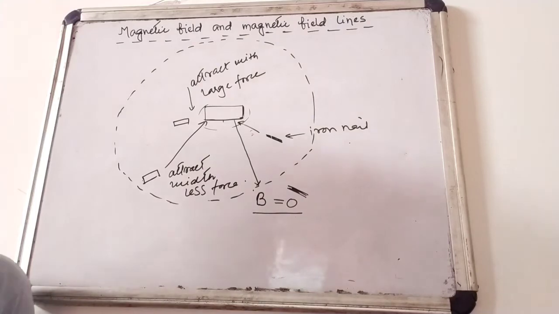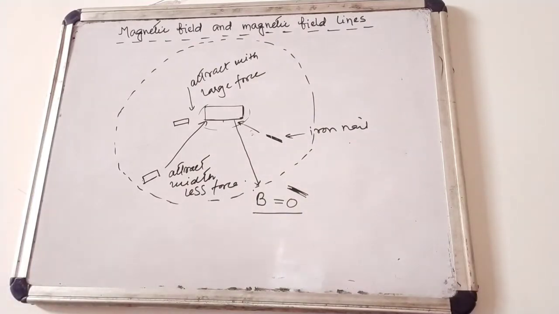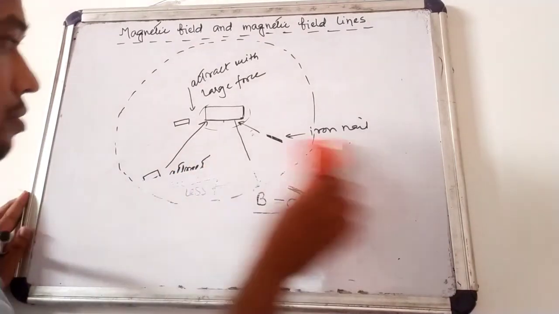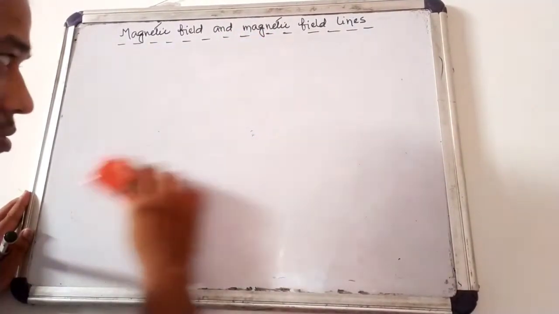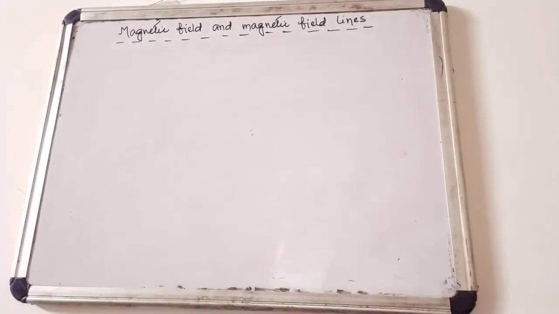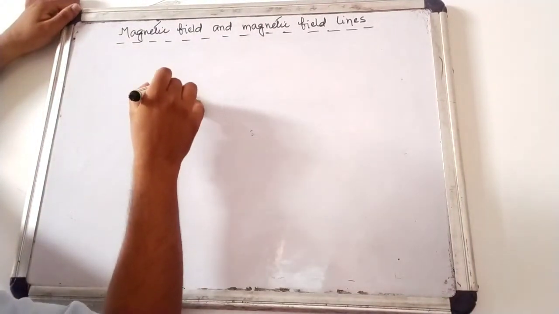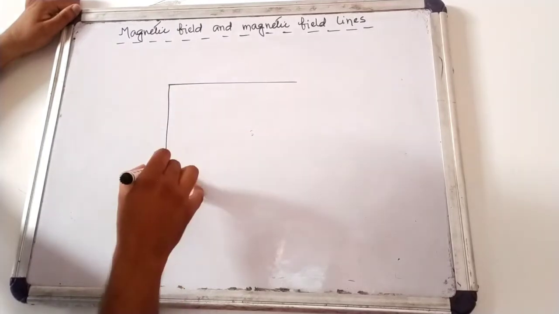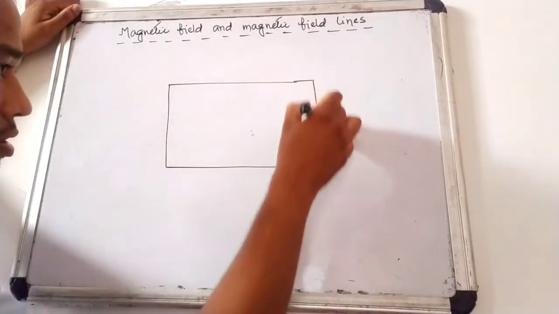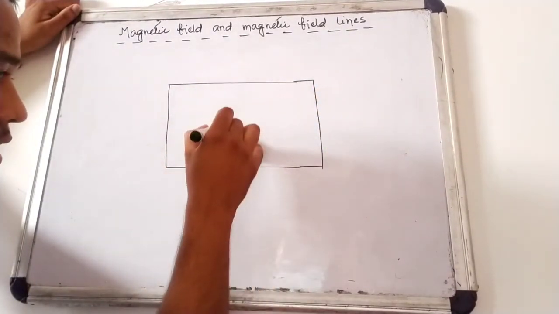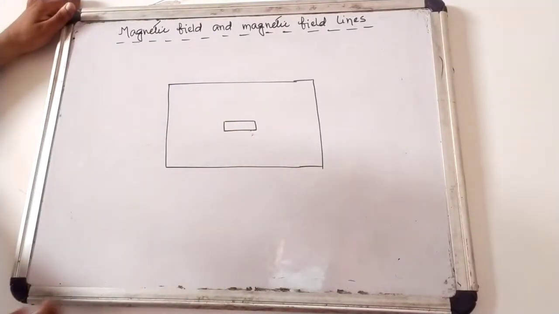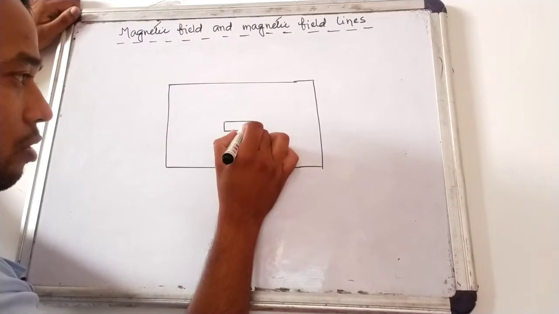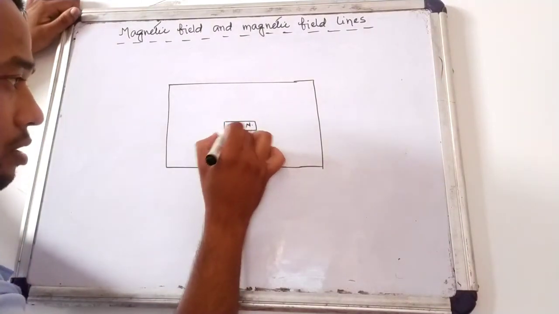Now we will discuss magnetic field lines. So on a cardboard, we take a bar magnet. This is called a bar magnet. It has two poles, one is the north pole and the other is the south pole.